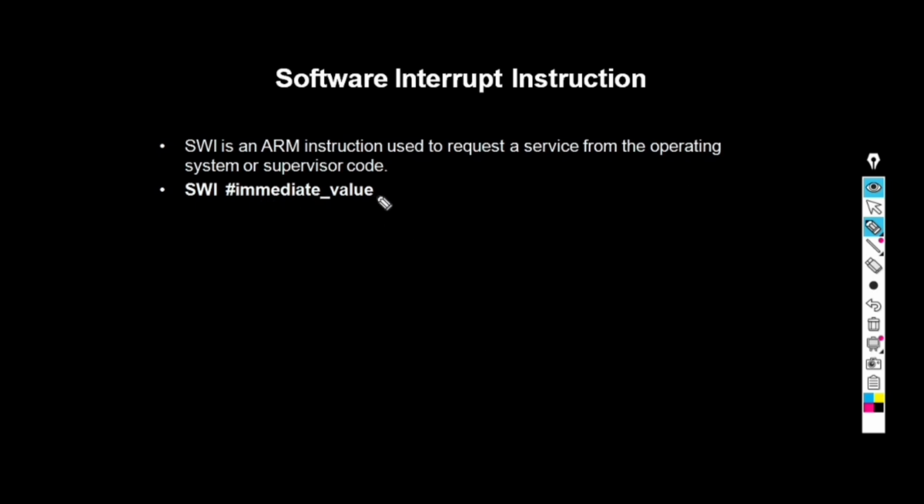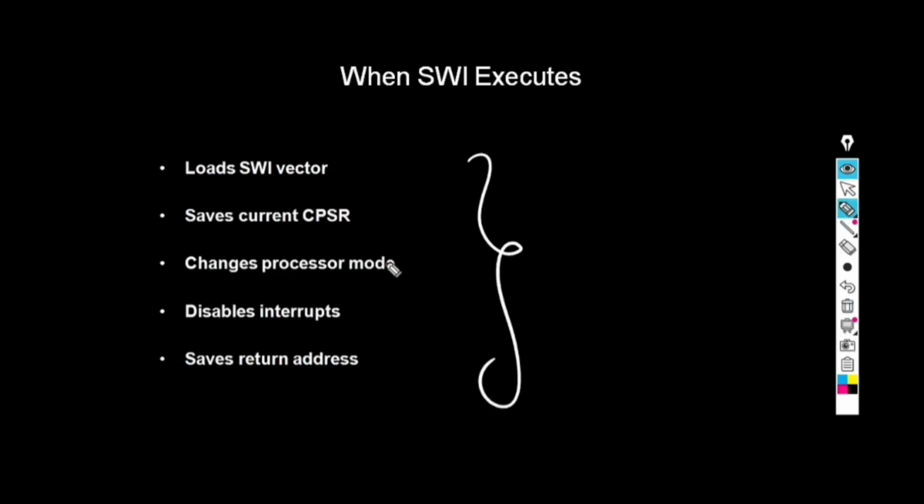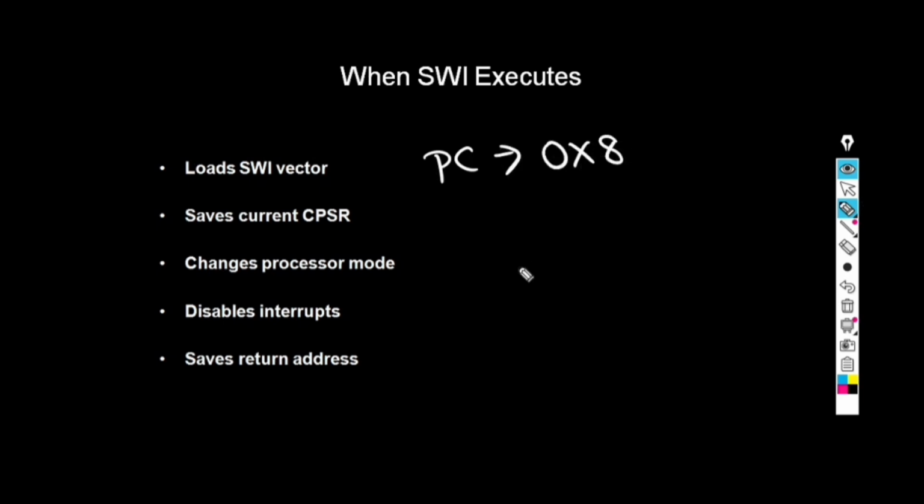Now let us understand what happens when this particular instruction is executed. These are the changes that you observe, and all of these changes happen as an atomic operation. That is, as soon as this instruction is executed, you will see all of the steps are already carried out. Let's understand what those changes are. First, it loads the SWI vector. What does this mean? PC will be updated with the address 0x8.